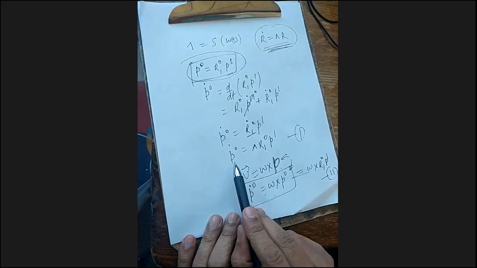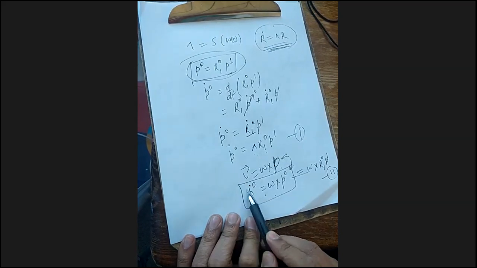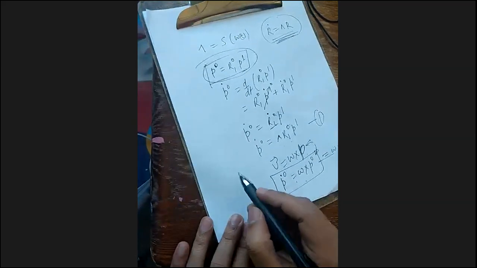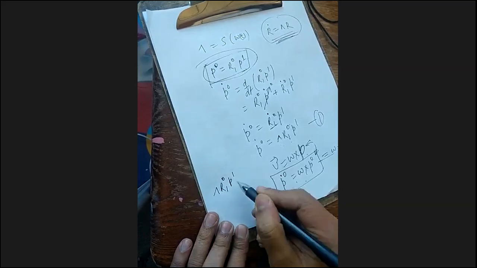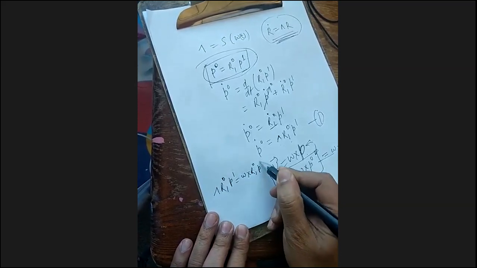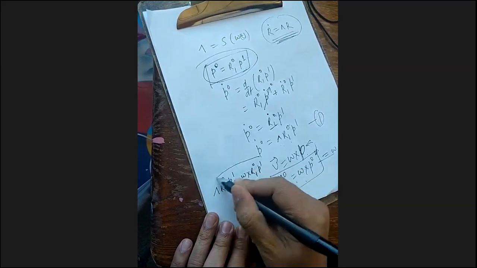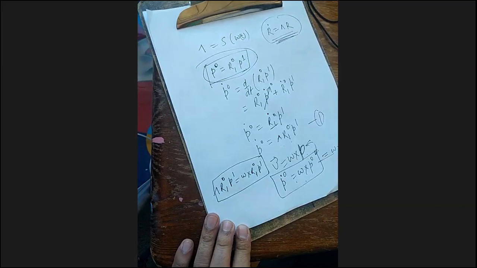See, this one is P0 dot. This one is P0 dot. So 1 and 2 are the same. So can you equate these two? Yes, equate these two. Lambda R10 P1 equals omega times R10 P1. And the P1's, they are equal. Is this all Jacobian? No, not yet.